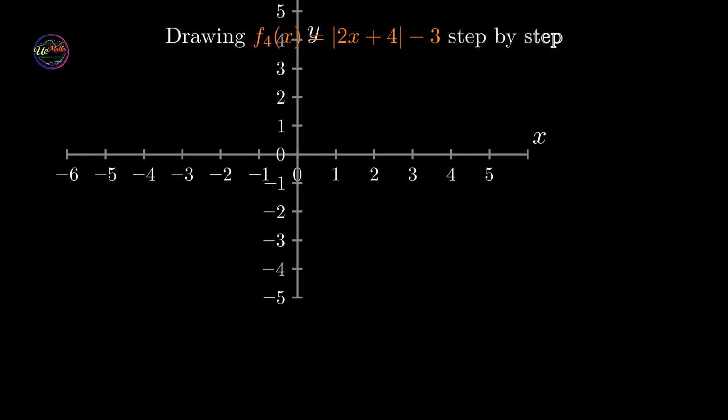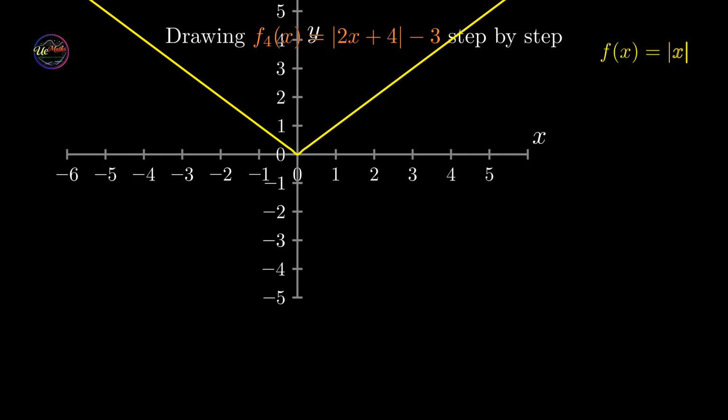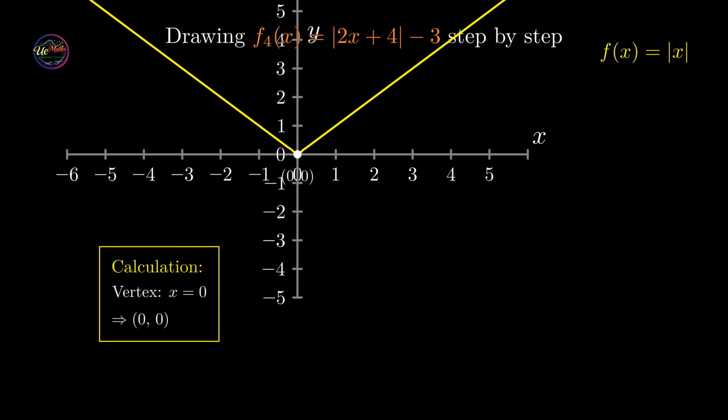Now let's watch these functions connect to each other by building f of x equals absolute value of 2x plus 4 minus 3, one transformation at a time. Starting from the simplest curve, the absolute value of x. Step 1. We start with f of x equals absolute value of x. Its vertex, the sharp corner, sits at the origin, at the point 0, 0, because that is where the expression inside the absolute value is 0.